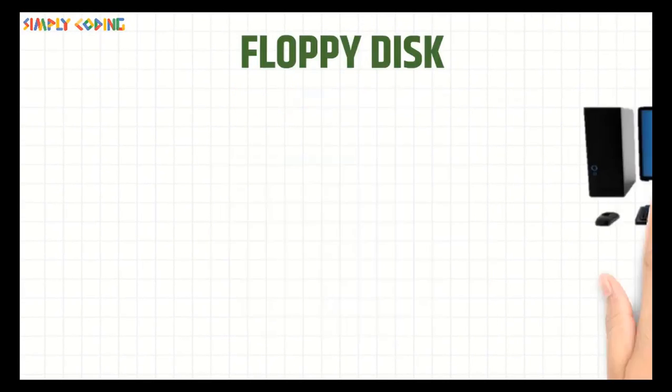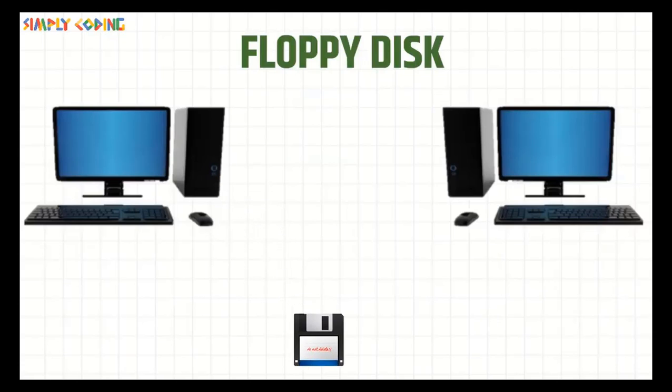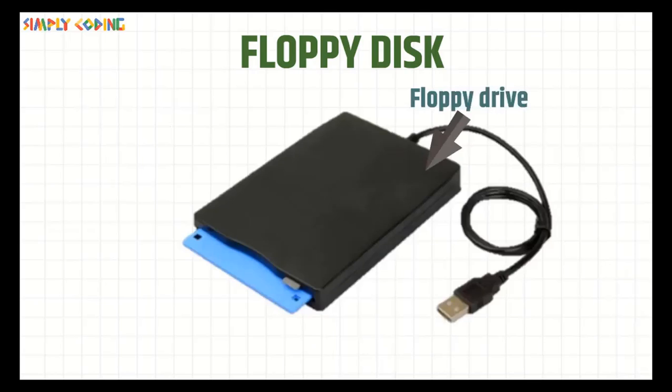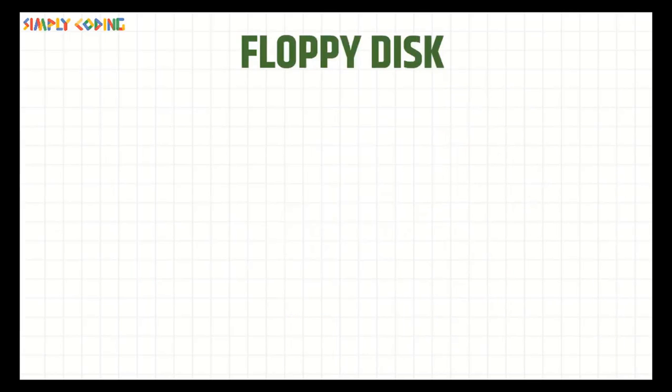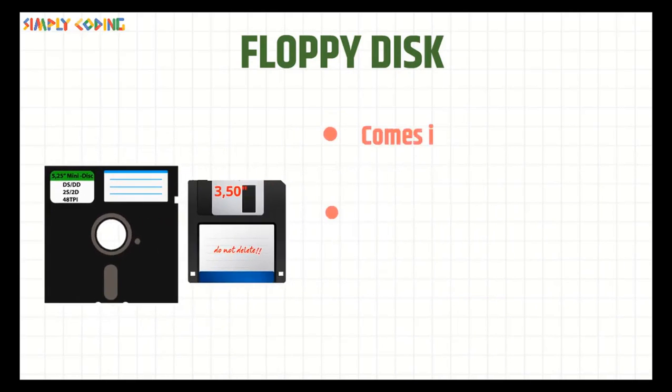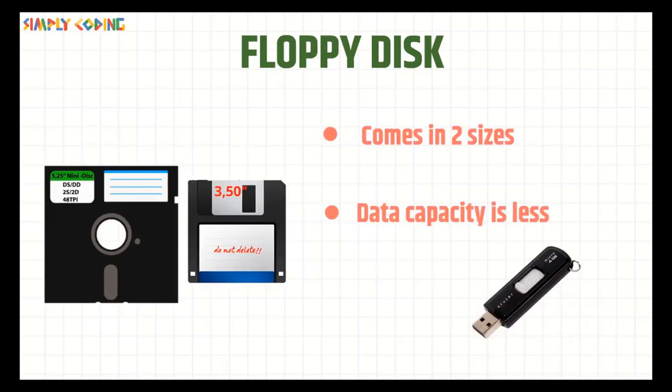Floppy disks were used to transfer data between computers. The computers have floppy drives into which the floppy was inserted. They used to come in 5 1/4 inch or 3.5 inch size. As their data capacity was very less, pen drives have now become more popular.